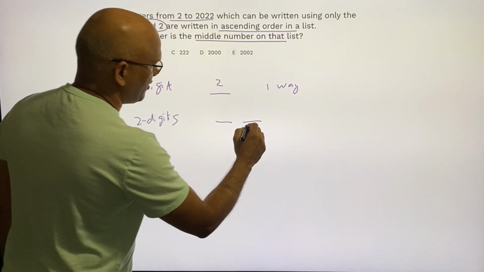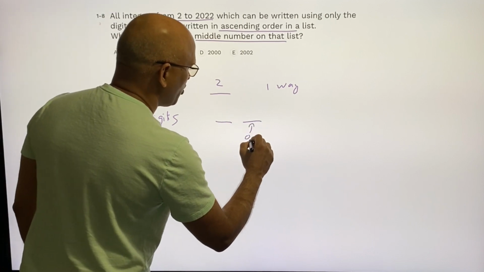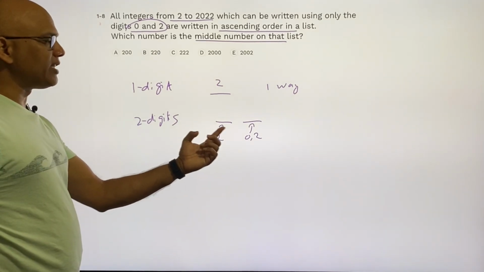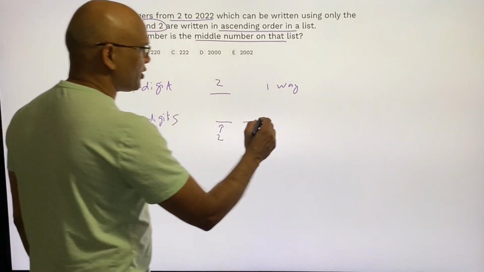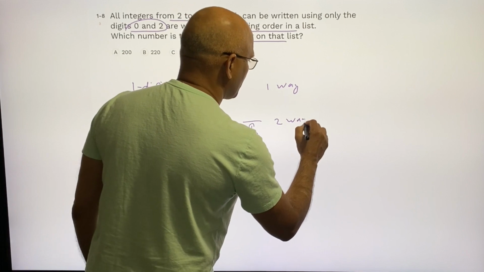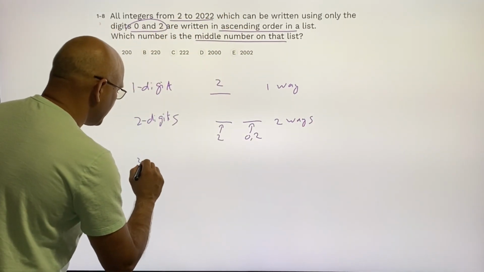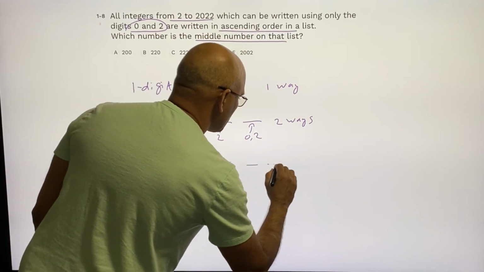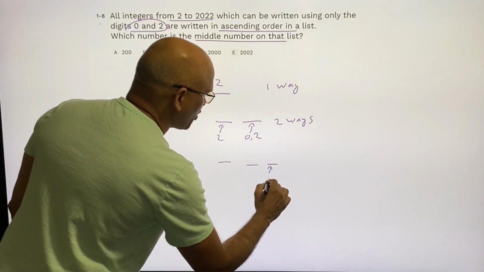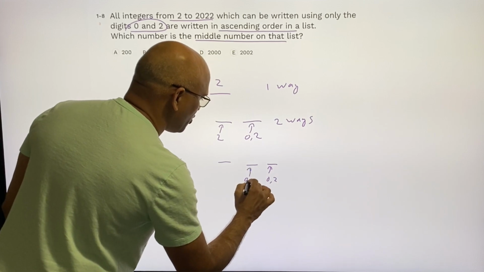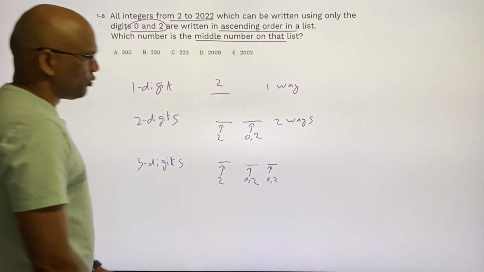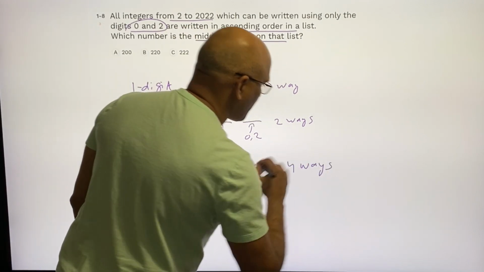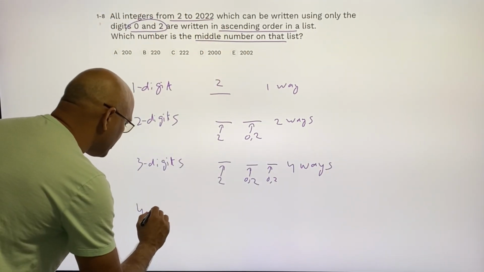so the units digit can be 0 or 2, but the first can be only 2 because it cannot be 0. If it is 0, then it's going to be a 1-digit number, right? So this is 2 ways. Now 3 digits, so this can be again 0 or 2, this 0 or 2, this can be only 2. 2 times 2 times 1, so this is 4 ways, right? And 4 digits.